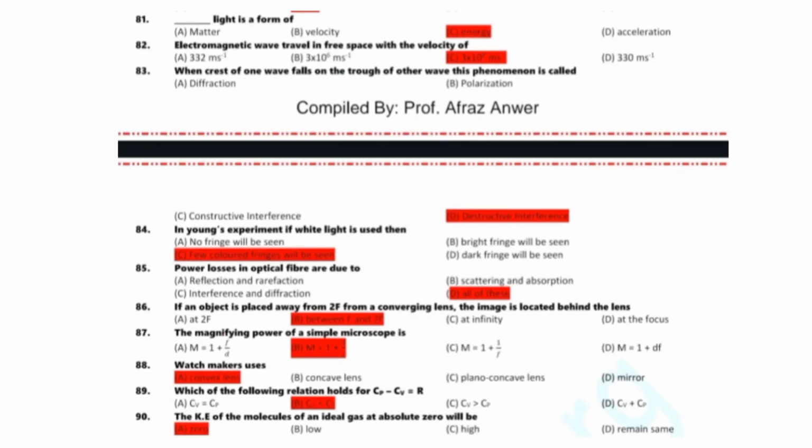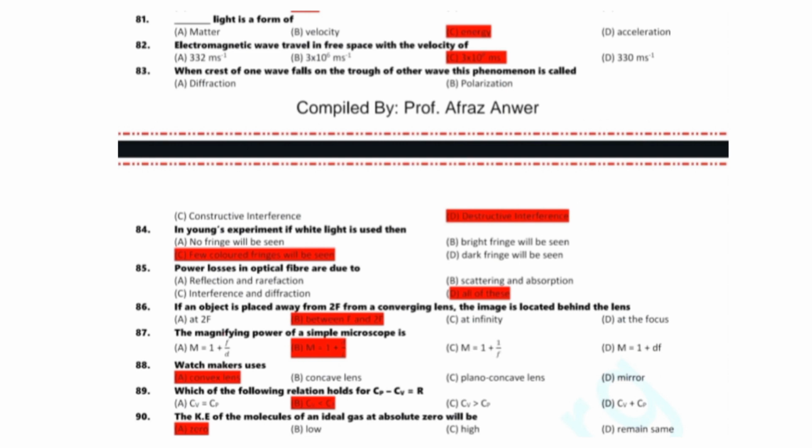4:9. Light is a form of energy, electromagnetic waves traveling in space with the velocity of 3 × 10⁸ meters per second. When the crest of one wave falls on the trough of another wave, this phenomenon is called destructive interference. In Young's experiment, if white light is used, then a few colored fringes will be seen. Power losses in optical fiber are due to all of them.